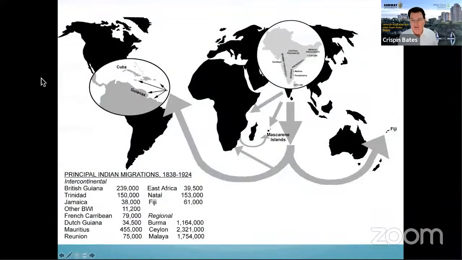Okay, so these were the destinations where most of the migrants went: Fiji, the Caribbean, South Africa, Mauritius, East Africa, but also in very large numbers. The largest numbers of all went to Burma, Ceylon, and Malaya. And in both Ceylon and Burma, there were no indentured contracts used. People were recruited by kanganis, who were Indian intermediaries who lent them the passage for their journey. They did not actually take out contracts with the plantation owners at all.